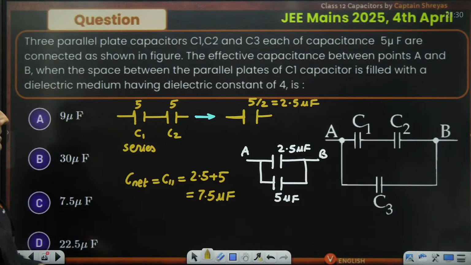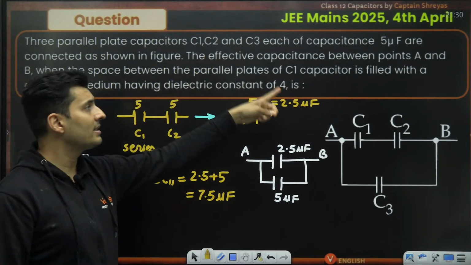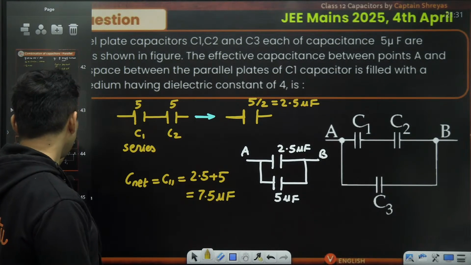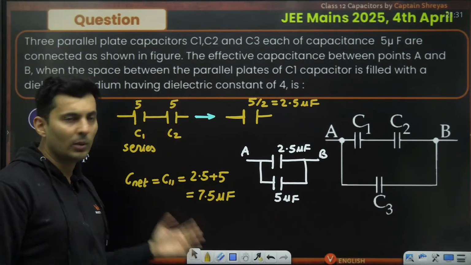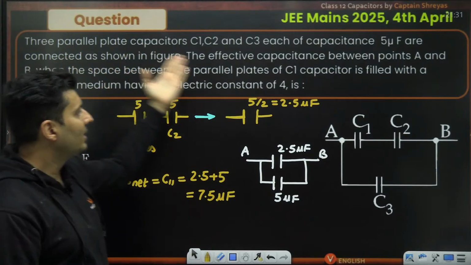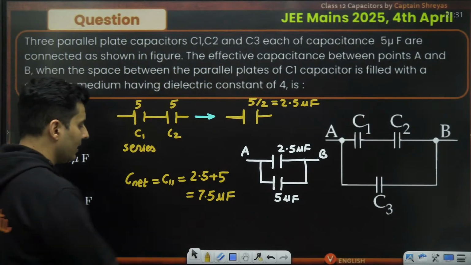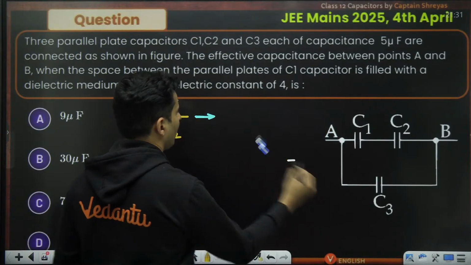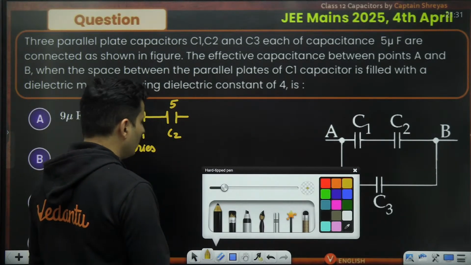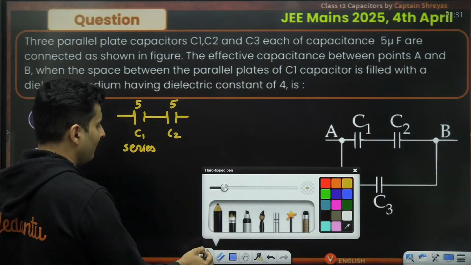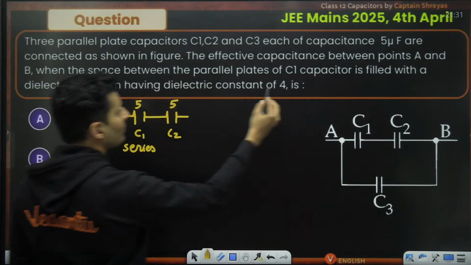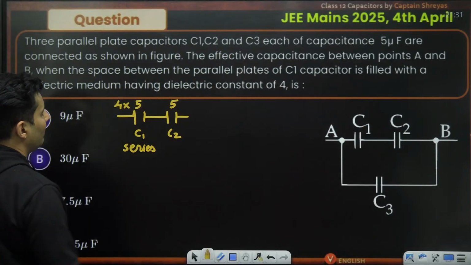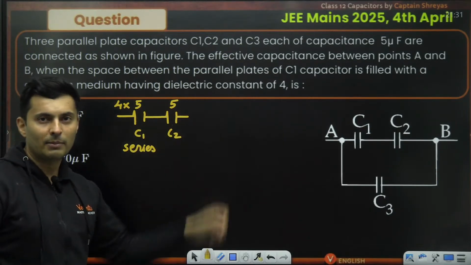Oh, but we have done something over here. Capacitor C1 is now filled with a dielectric of constant 4. Now this was all without a dielectric. So if capacitor 1 is filled with a dielectric, then obviously things will change. So how will things change? Let's have a look right from the beginning. This obviously won't be 5, because C1 is filled with a dielectric of 4. So this will be 4 multiplied by 5.